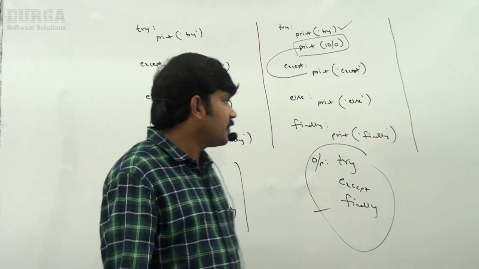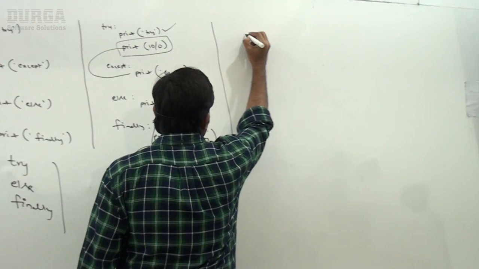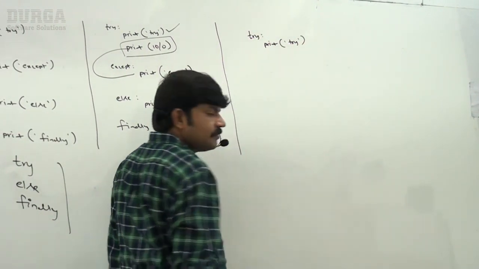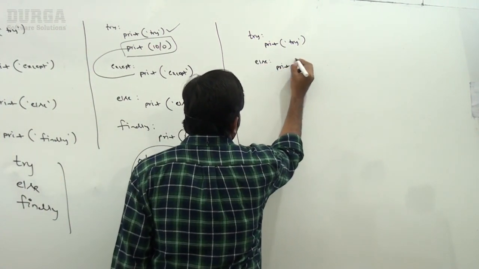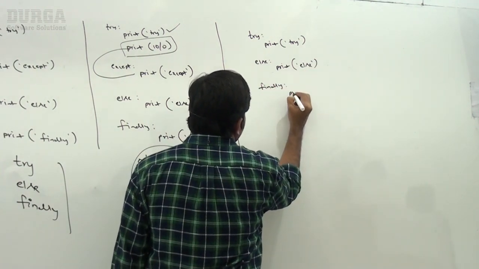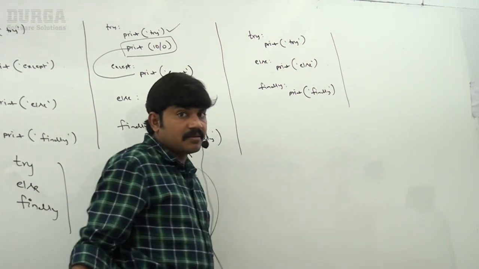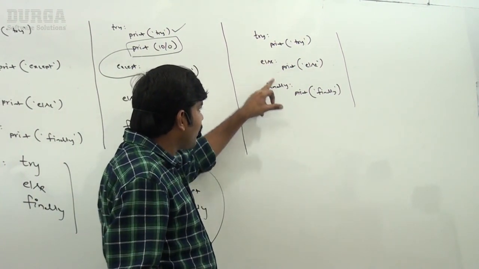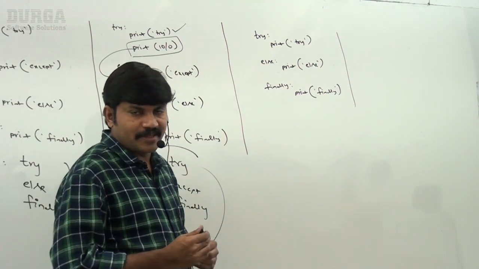Clear, right? Now I have one small doubt, friends. Take very special care and then tell the answer. Sir, I am taking try block, print try. Next else, print else. Next finally, print finally. Can you please tell what the answer is? Sir, try block, else block, finally block, except block I didn't write. What output will we get if I execute this code?